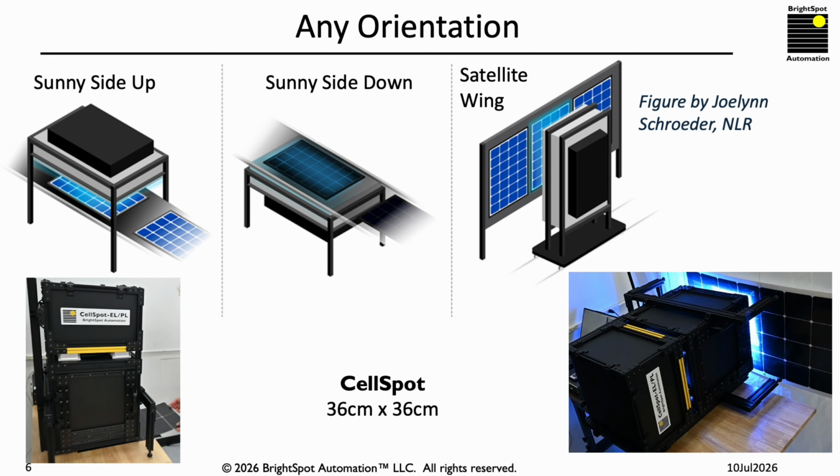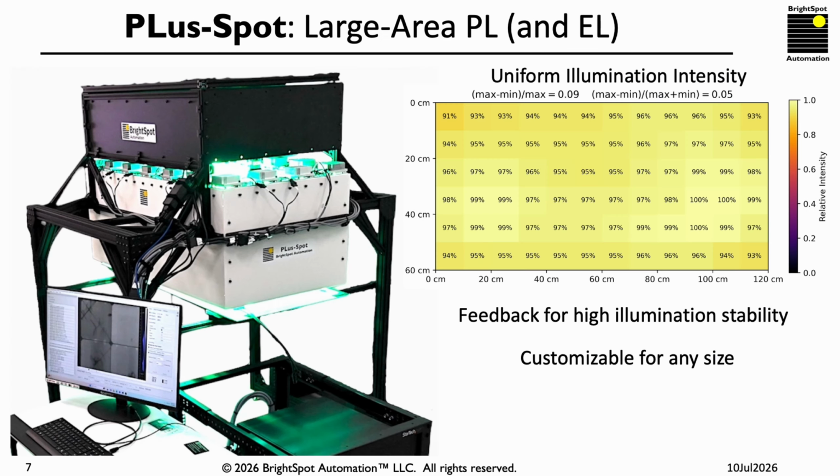Our tools can be used for any type of orientation of the solar panel. Here we show our cell spot tool that's on the left is oriented in a sunny side up orientation, and on the right is to the side orientation. You can test samples as large as 36 centimeters in size, but if you have larger panels, then our plus spot tool can be used.